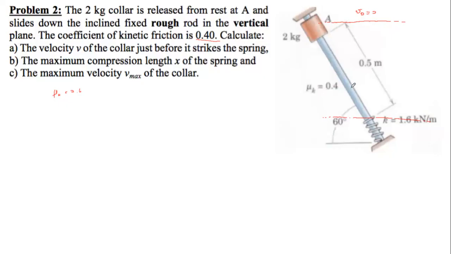So this distance here is D, and I'll call it 0.5. Okay, so that's 0.5. Question is, what is the V final of the collar? V initial is 0. What is V final? We can use either change in mechanical energy, or I can say change in kinetic energy is equal to net work.